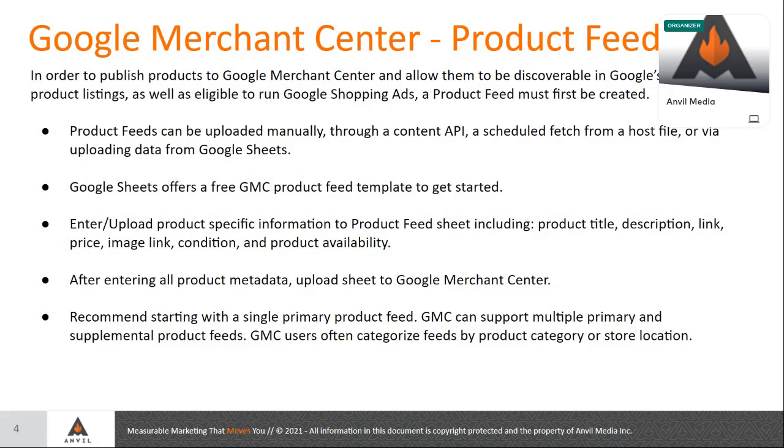So product feeds can be uploaded manually, through a content API, or through a scheduled fetch from a hosted file. That would be a scheduled fetch from a Google Sheets or an Excel file. Really the easiest way, requiring the least technical knowledge, is through a Google Sheet. Google Sheets has an integration with Google Merchant Center, so you can pull a template for free straight off of Google Sheets and then upload straight to Merchant Center, all from Google Sheets.